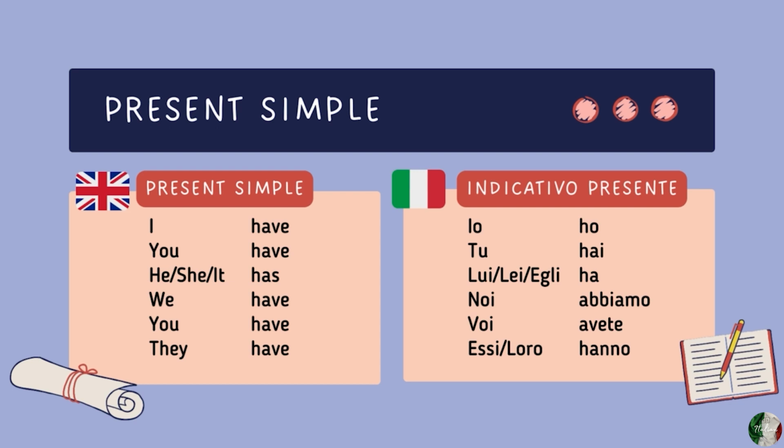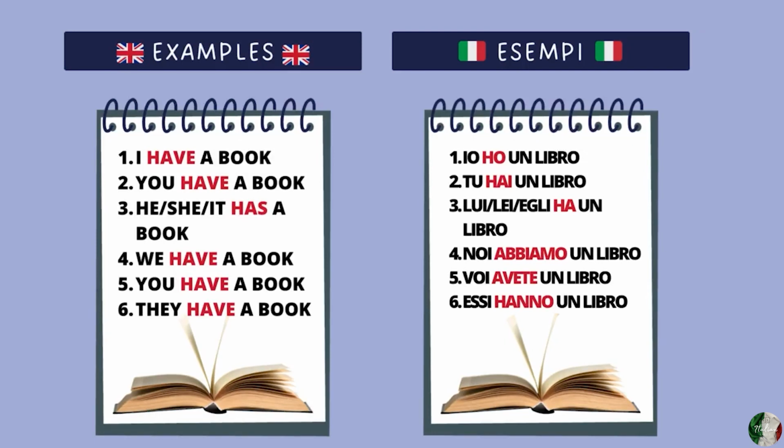Io ho, tu hai, lui ha, lei ha, egli ha, esso ha, essa ha, noi abbiamo, voi avete, essi hanno, loro hanno. So I think that it's enough and I think that you got the point. And let's move forward with the example side.